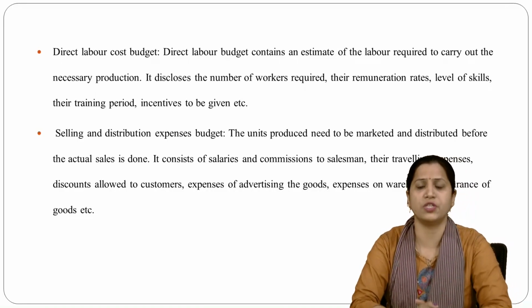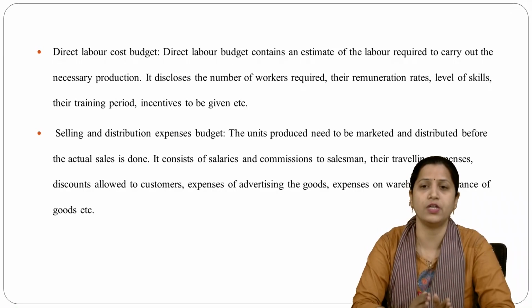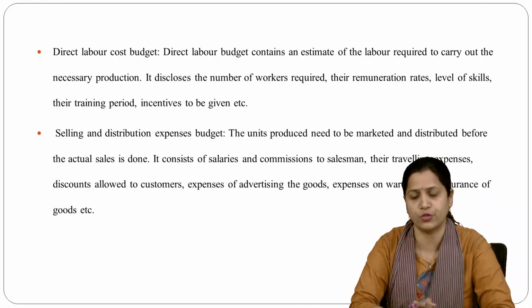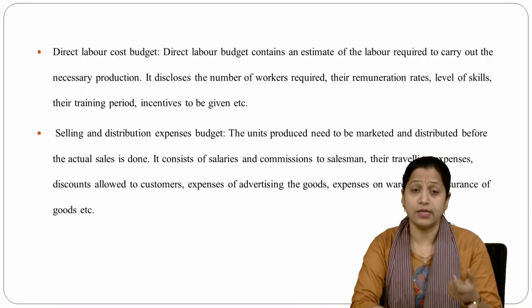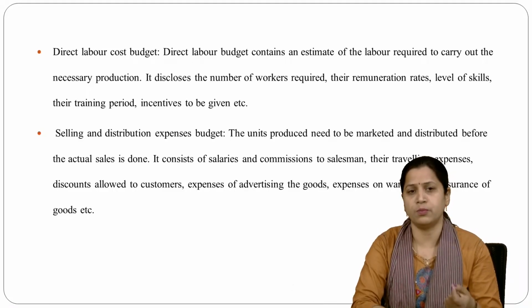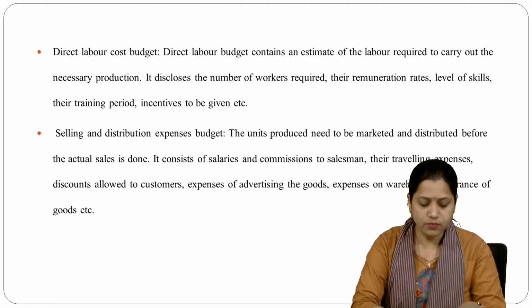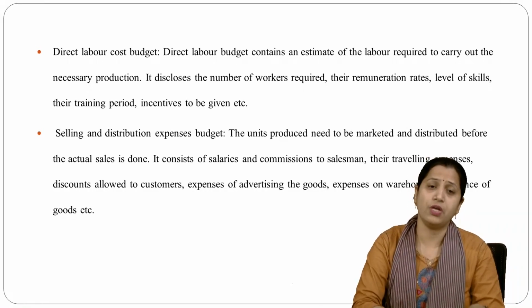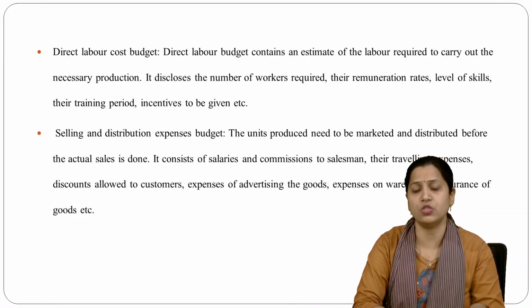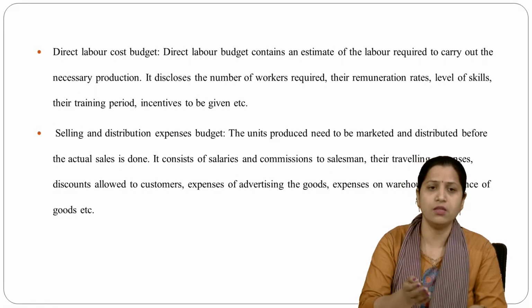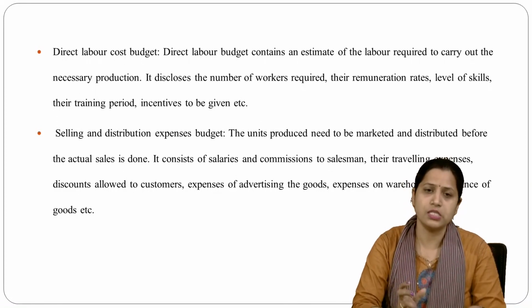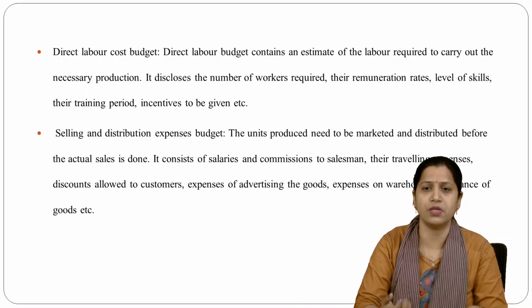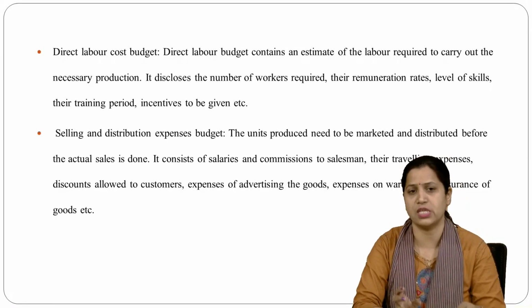Now the direct labor cost budget. The direct labor budget contains an estimate of the labor required to carry out the necessary production. That means in the previous budget, we know the number of units, and we measure how much raw material will be required. In the direct labor cost budget, it is something different. Here we are estimating the labor required to carry out the necessary production.